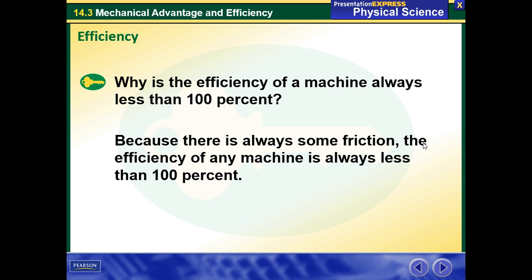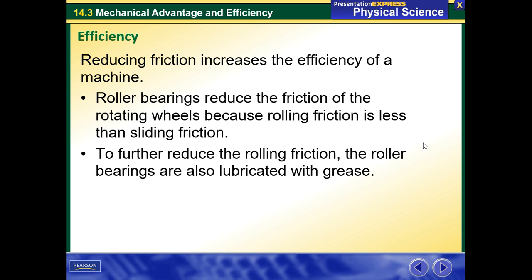So why is the efficiency of a machine always less than 100%? Well, if you recall, work output is always less than work input. So if work output's on top of a fraction, it's always going to be less than. But the real reason we can explain this is that there's always some type of friction involved. Machines cannot run 100%. So again, just like what we've been talking about, we're going to try to reduce the friction as much as possible. We can do this by increasing the efficiency of a machine.